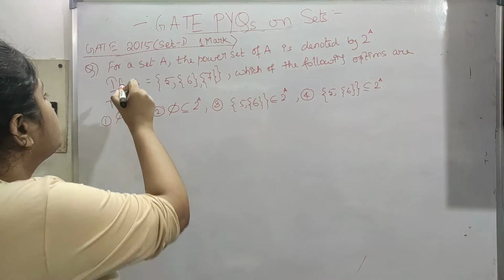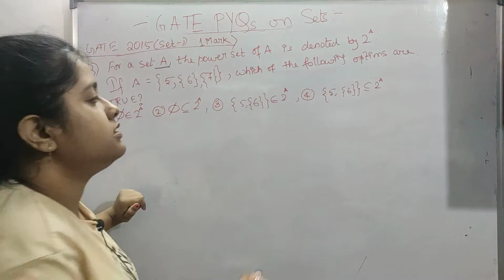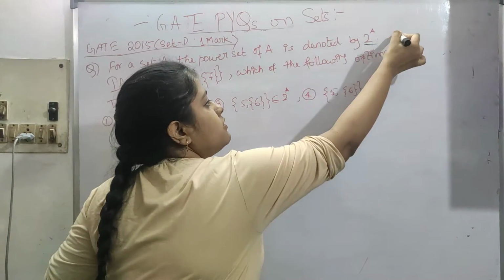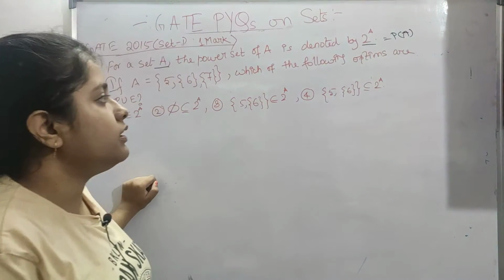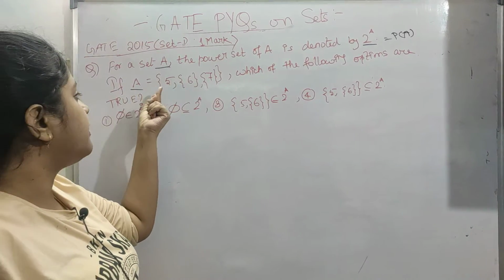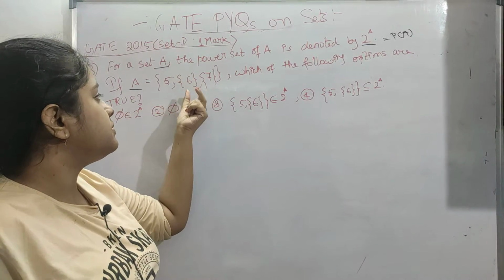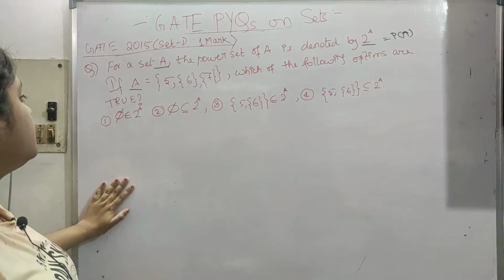So let's see, this is a set A, and the power set of A is denoted by this. We tend to write power set like this, but it is equal to 2 to the power A. The set A contains these elements: 5, 6 within braces, 7 within braces. Which of the following options are true?